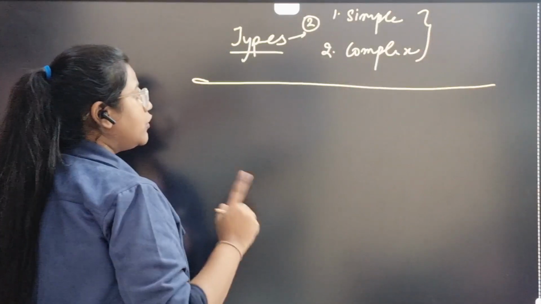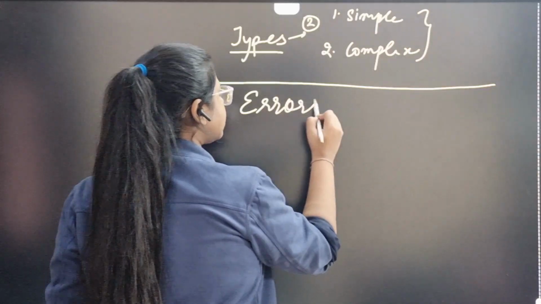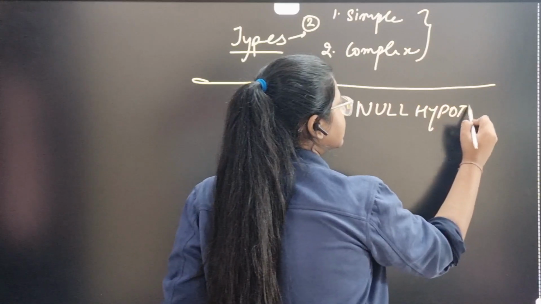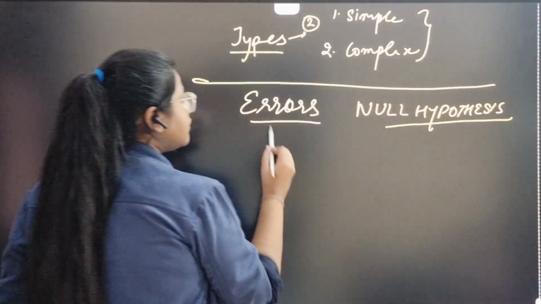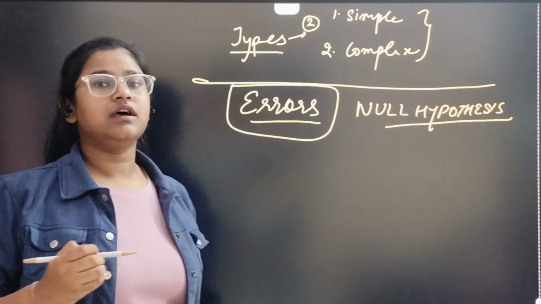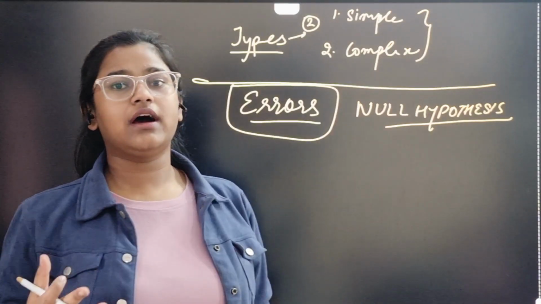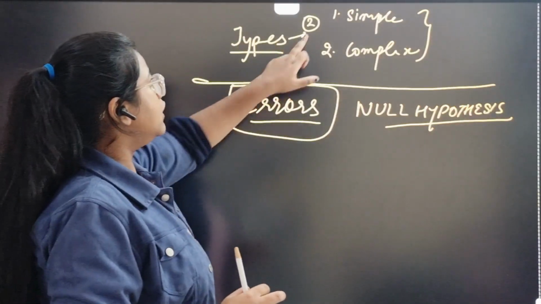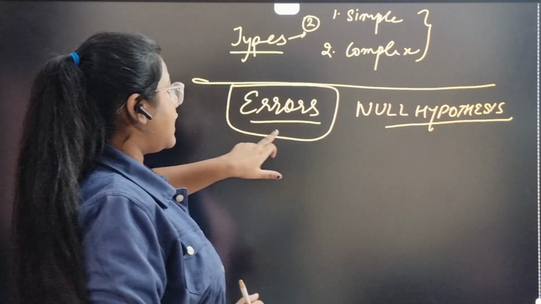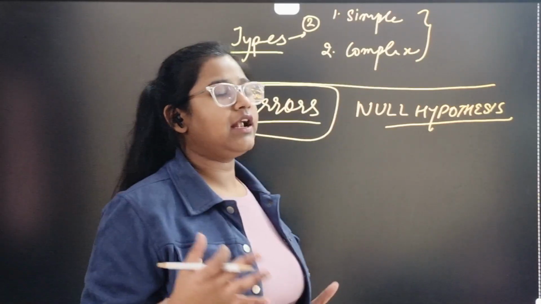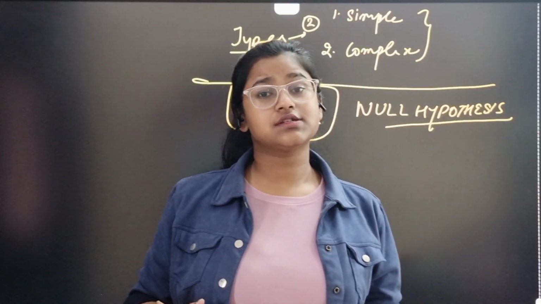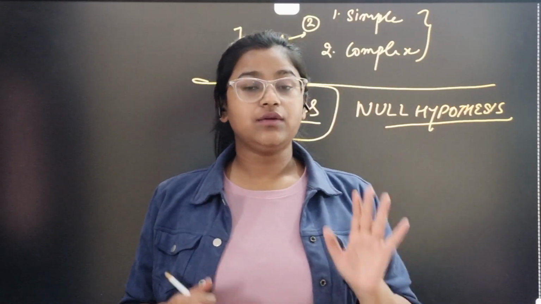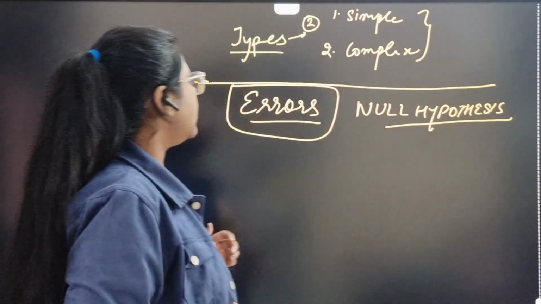Secondly, apart from this, what we'll be doing is the errors while formulating the null hypothesis. So we'll be looking at the errors that a researcher tends to make while formulating the null hypothesis. So this video is all about simple and complex hypothesis, errors in null hypothesis, and also briefly I'll touch and revise on what is a null hypothesis and what is an alternate hypothesis with an example, because I have explained it in detail in the last video. Okay, so let's start.